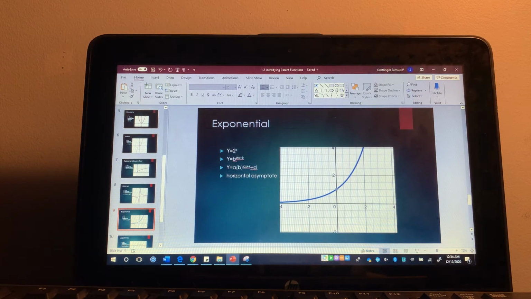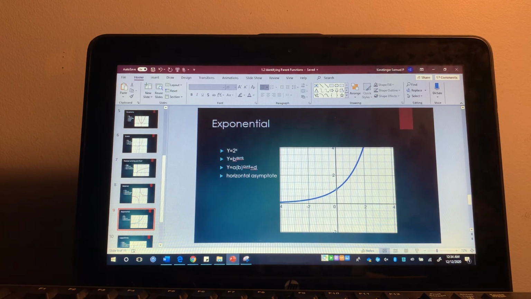This will have a horizontal asymptote and be curved. Like what you see here, when x is 0, 2 to the 0 power is 1, because anything to the 0 power is 1. And it's going to be shaped in some sort of modified C. And it's going to look like that.